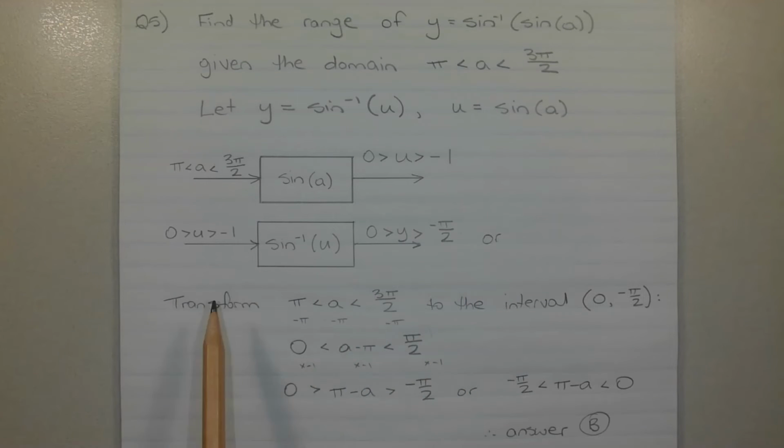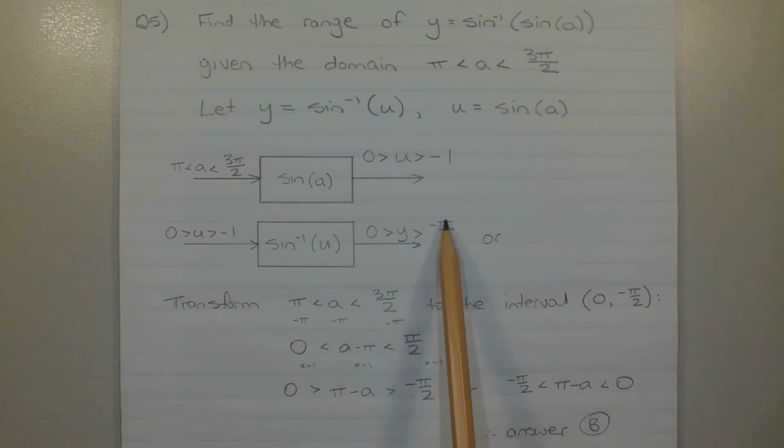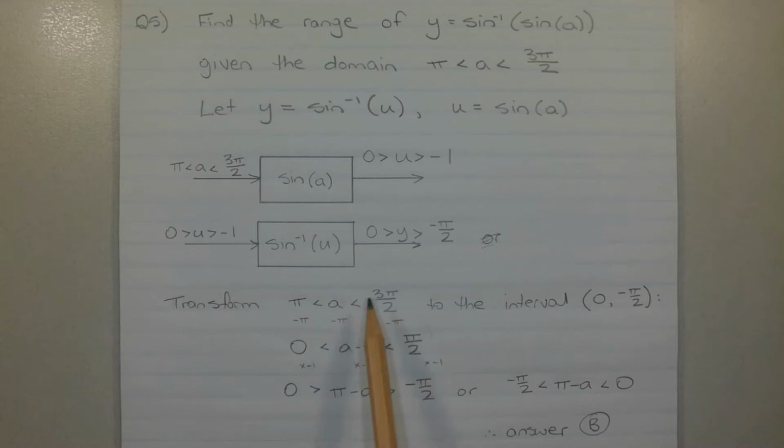So I'm going to feed into this machine values of u as high as 0 but as low as -1, and let's see what outputs we get from inverse sine of u. If I substitute 0 for u here, inverse sine of 0 is 0. If I substitute -1 for u here, as an output we get negative pi over 2. So the idea is to transform this domain, A greater than pi and less than 3 pi over 2, such that the interval that A lies within is between 0 and negative pi over 2, since that is within the range of the inverse sine function.